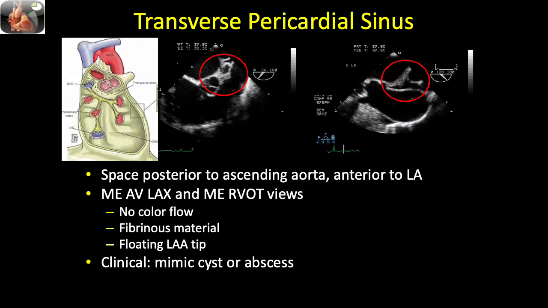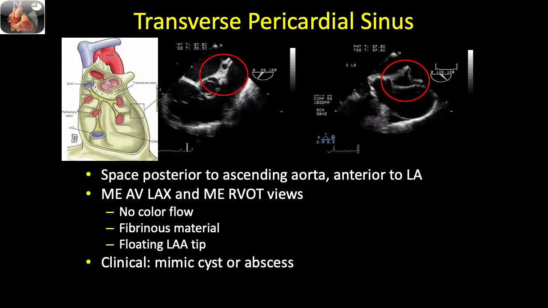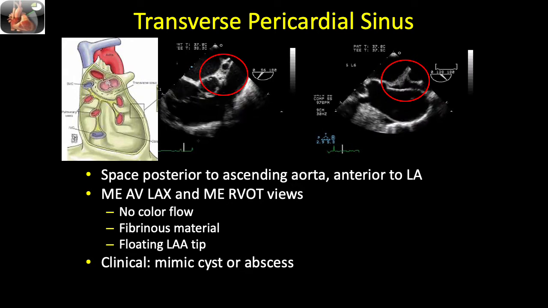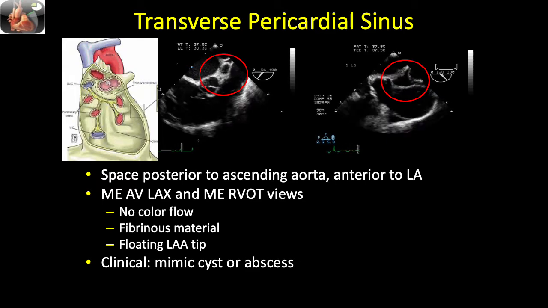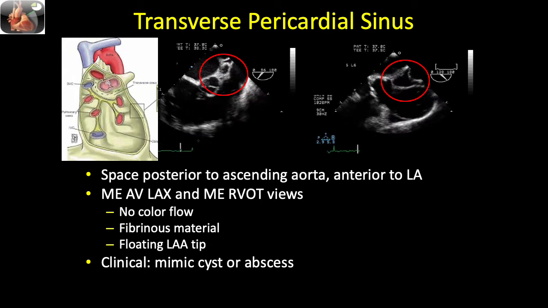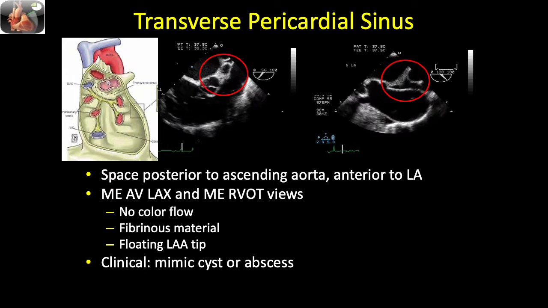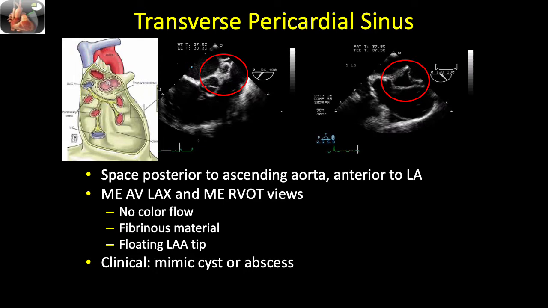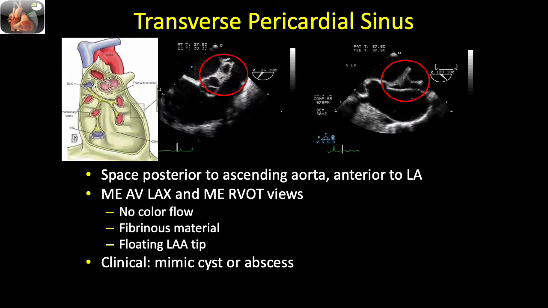The transverse pericardial sinus is a space that lies posterior to the ascending aorta wall and anterior to the left atrium. It is best seen in the midesophageal aortic valve long axis and midesophageal right ventricular outflow tract views as an echolucent space that contains a small amount of fluid. It does not have color Doppler flow, but may contain fibrous material or the left atrial appendage tip. It can mimic a cyst or abscess.